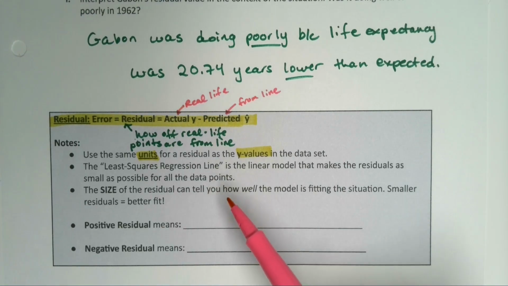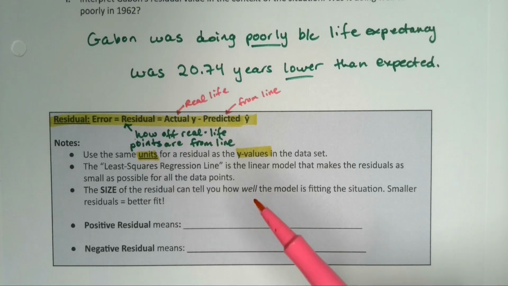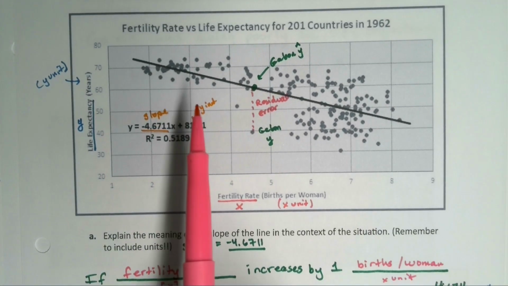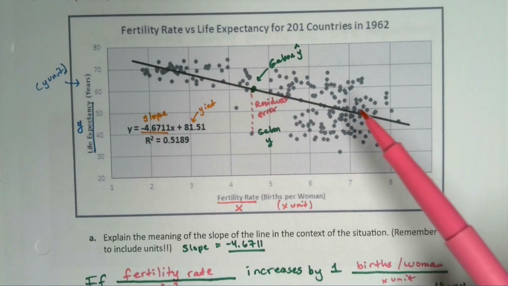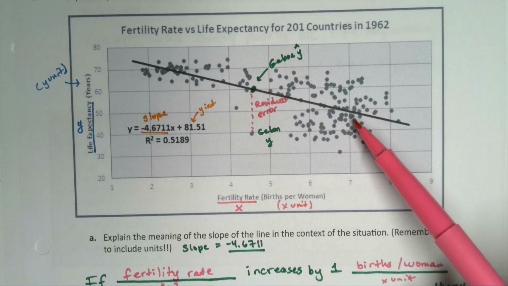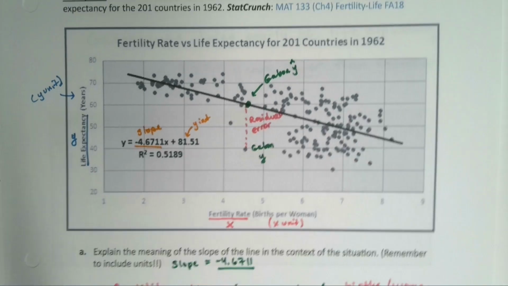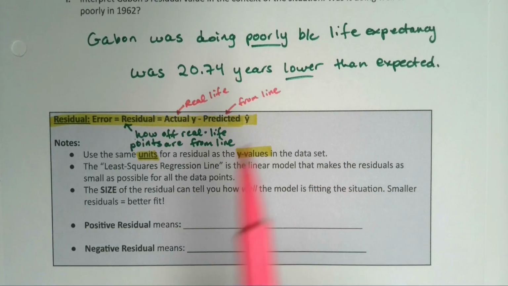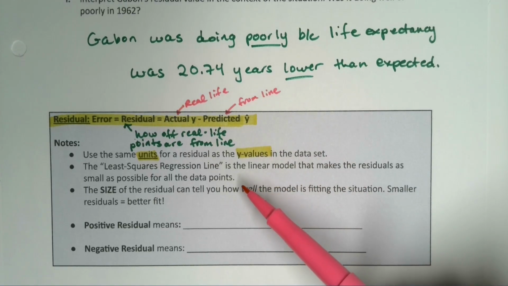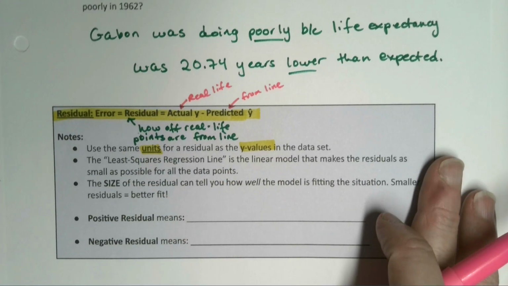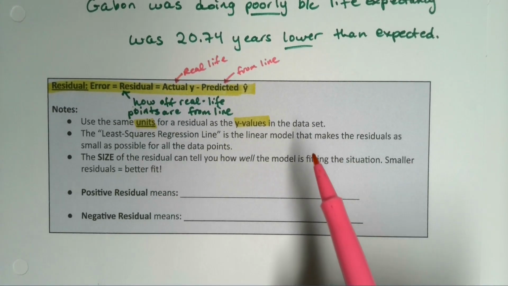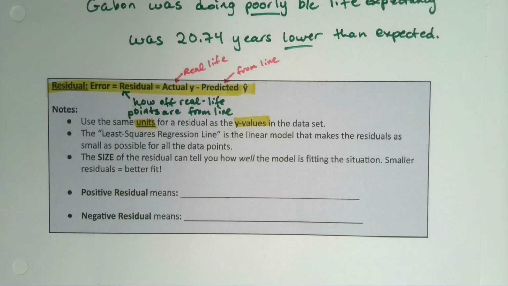So that's why ours, for example, ended up with years. Whatever your y variable is, that'll be the unit. The least squares regression model is the model that makes the residuals the smallest. That's what makes this model special. So when we were in section 4.1, we were saying, you can see the line, it's there. That line is the one that makes the residuals the smallest. That's what least squares regression model means. It takes the squares of the residuals and minimizes them. So the size of the residual can tell you how well your model is fitting in your situation, right? Smaller residuals mean it's doing a better job.